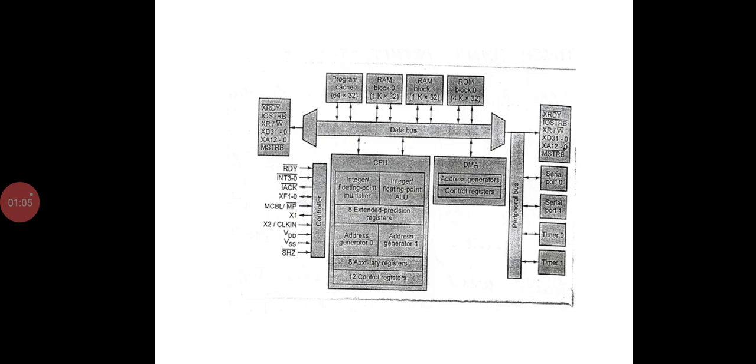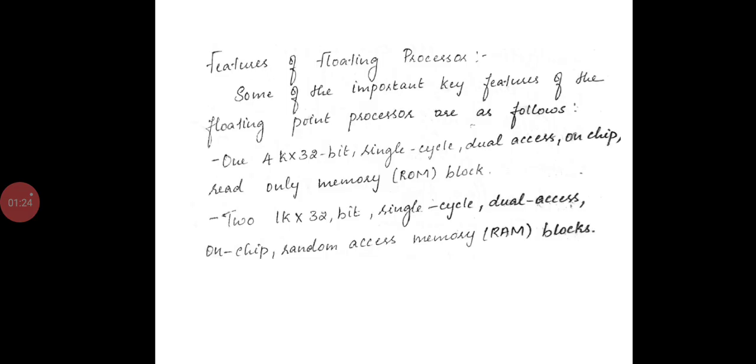This is the block diagram for the floating point architecture. It consists of the bus structures and also the CPU, that is the DMA unit, peripherals, and also on-chip memories and on-chip peripherals.